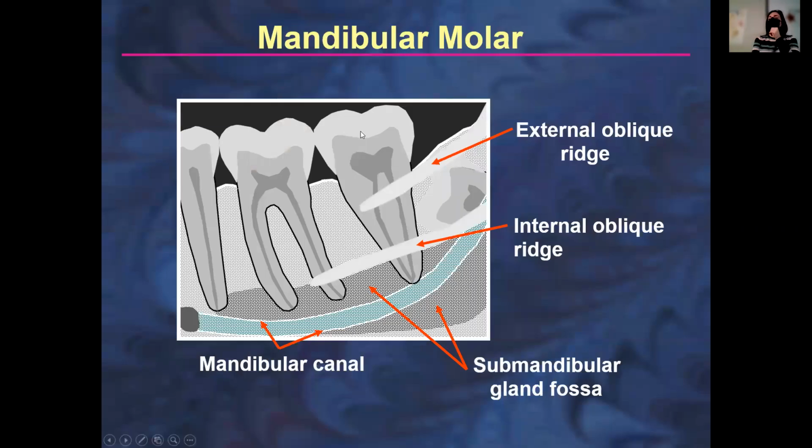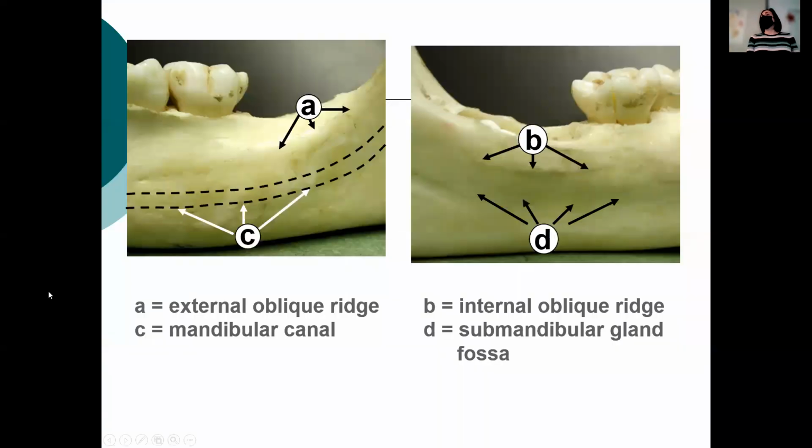Okay, mandibular molar. So on a mandibular molar, you're going to see the external oblique ridge, the internal oblique ridge, submandibular fossa, and mandibular canal, maybe the mental foramen, maybe. So a lot of these, you just see them from different perspectives. You might see more or less of them depending on if you're looking at a premolar shot or a molar shot. So here we have the mandibular canal that will run through the middle of the mandible and up halfway up the ramus, sort of.